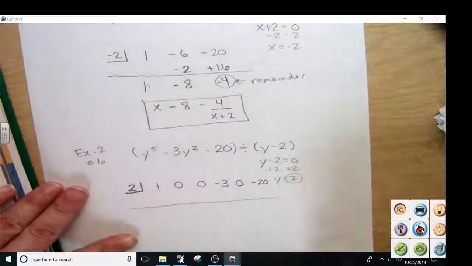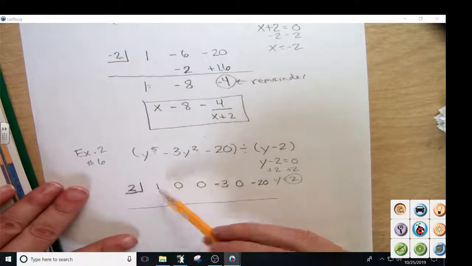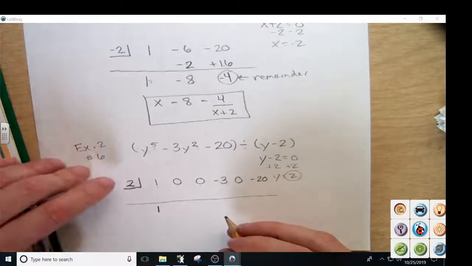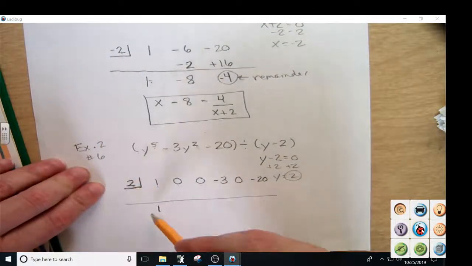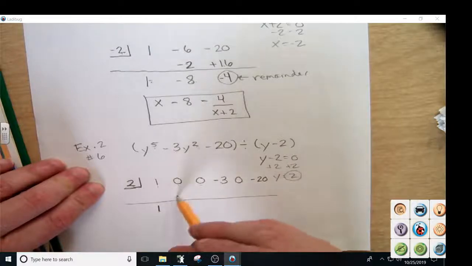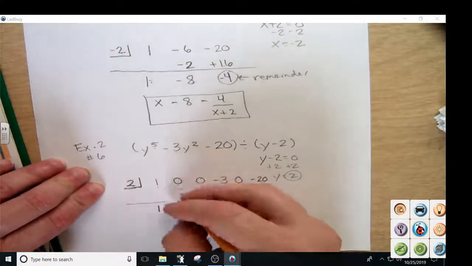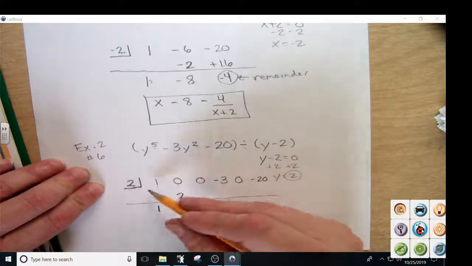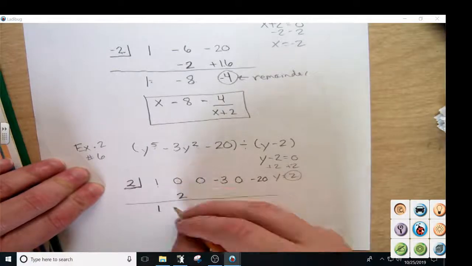Okay. So now, first thing you do, always do this. You're gonna bring down the first coefficient. Bring it down here. Okay. Now, do like we did last time. We're gonna take this number, multiply by this number, put the product here. So 2 times 1 is 2. Add your column. 2 times 2. Add your column. 0 plus 2 is 2.